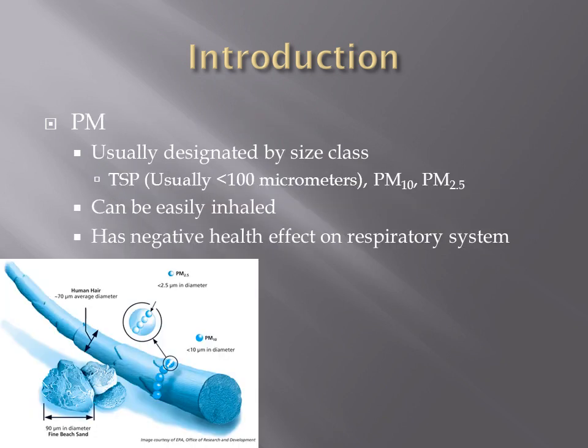Particulate matter is usually designated by its size or diameter of the actual particles. We usually say that particles less than 100 micrometers in diameter have the ability to be suspended in air. When we consider the total range of particles, this is known as total suspended particulates, or TSP for short. We also specifically designate PM10 and PM2.5, which is particles less than 10 micrometers and 2.5 micrometers.